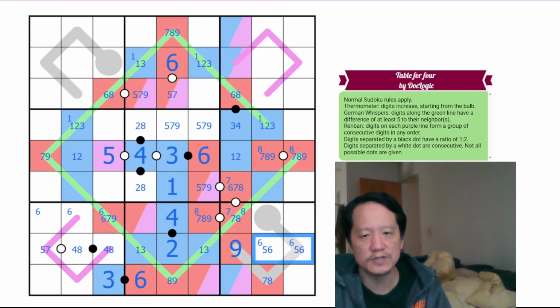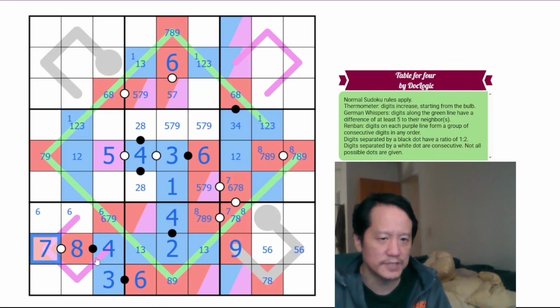So this is 5, 6 as a pair, which eliminates 5 and 6 in the rest of the row. This can't be 5, it's 7. 7's only consecutive with 8 out of 4 and 8, so that's 8. This is 4. So this is low. We have 2 highs here. This is 4 and 7 on the Renban.